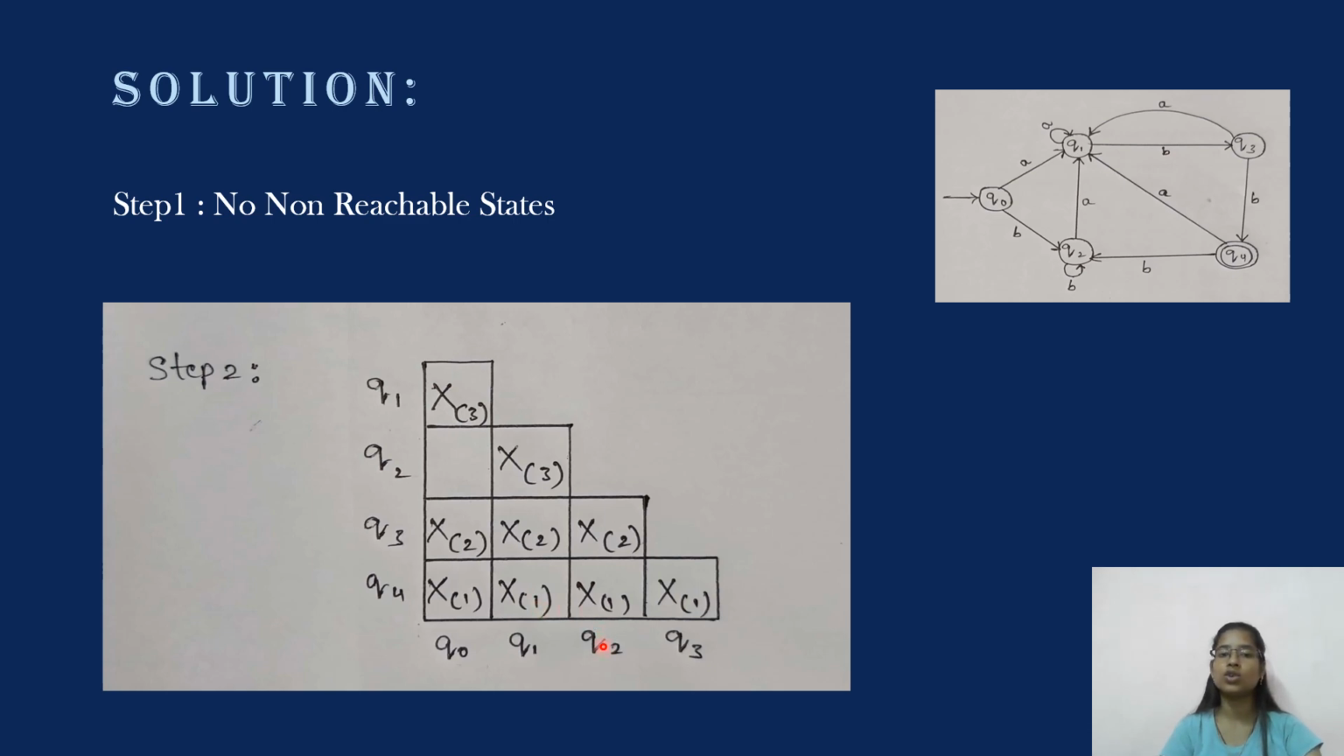The next is Q2 and Q3. As these two are non-final states, we do not mark. Q2 and Q4: we can mark this, as Q2 is non-final and Q4 is a final state. The next is Q3 and Q4, so we mark this as well. Q3 is a non-final state and Q4 is a final state, so this is marked.